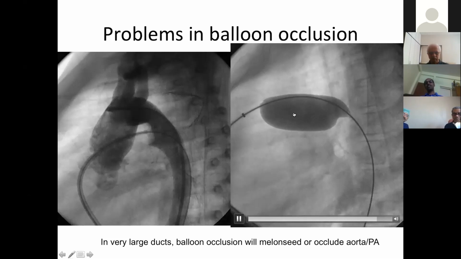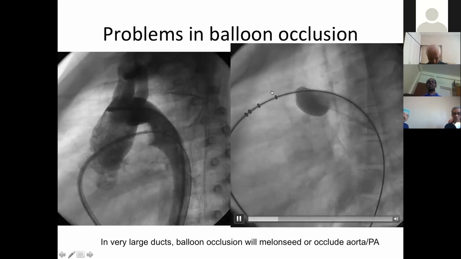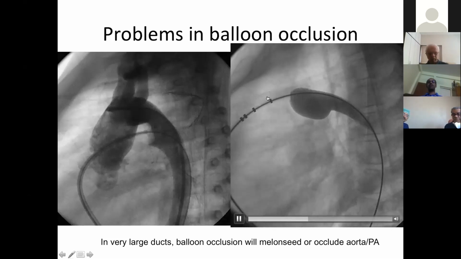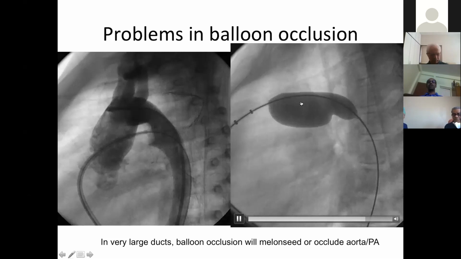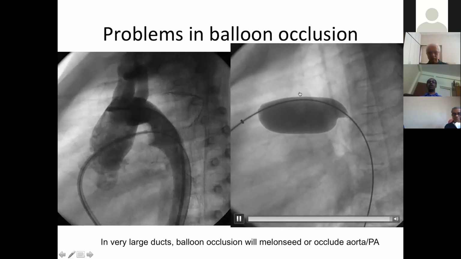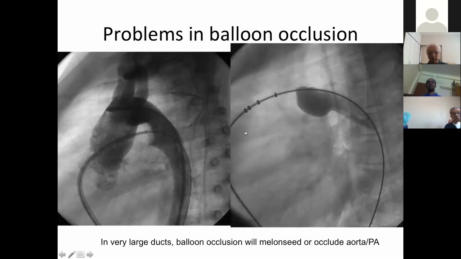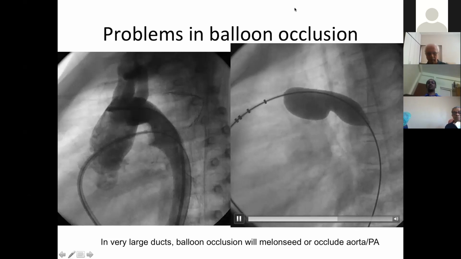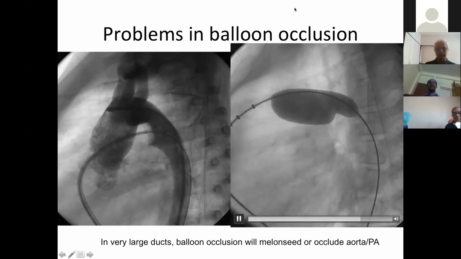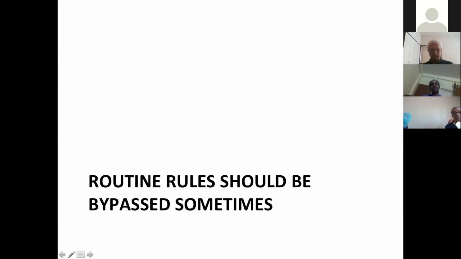Some of the ways of addressing the stability of the balloon will be to take a larger sheath deep inside the main pulmonary artery and keep it at the mouth of the balloon so that the sheath will prevent the melon seeding of the balloon. However, advancing these larger and larger sheaths through the pulmonary valve results in pulmonary regurgitation, which will alter the pulmonary artery pressures and thereby alter your assessment. Sometimes routine rules may need to be bypassed.